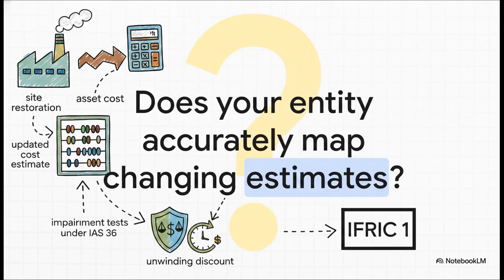So, I'm going to leave you with a final provocative question to take back to your teams. When your engineers hand you an updated cost estimate for a site restoration, does your entity accurately map the downstream impacts of that changing estimate? Do you seamlessly trace it through the asset cost, trigger the necessary impairment tests under IAS 36, and correctly separate out that unwinding discount? Because mastering IFRIC 1 isn't just about moving a liability around. It is about safeguarding the total integrity of your balance sheet.